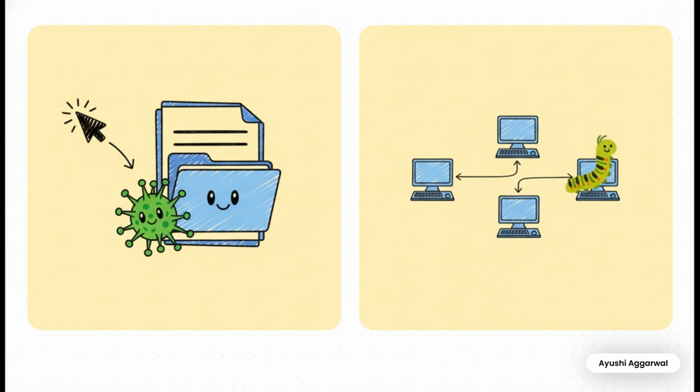Okay, pay close attention to this next part, because this is a super common question on exams. What's the real difference between a virus and a worm? Just remember this, a virus is a parasite. It needs a host file. A worm, on the other hand, is a traveler. It can move through a network all by itself, jumping from computer to computer without any help from you.